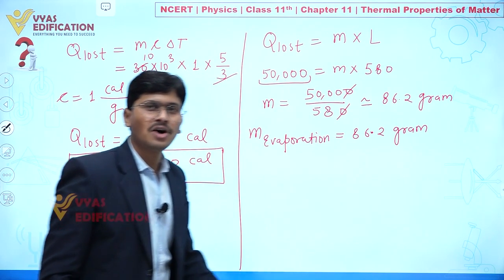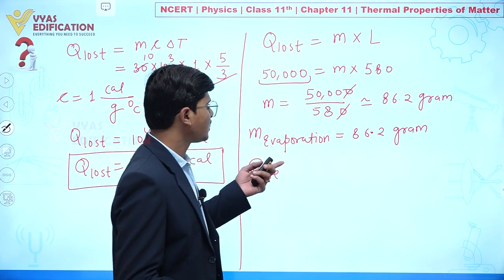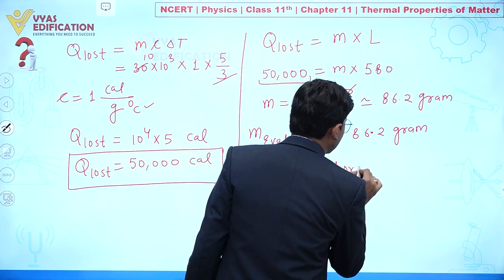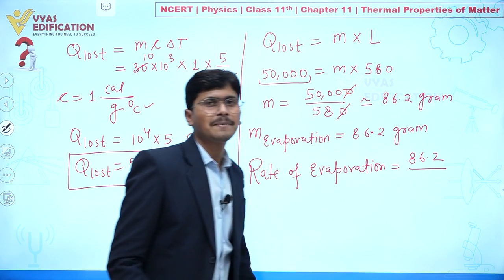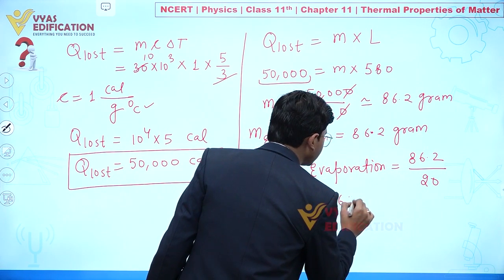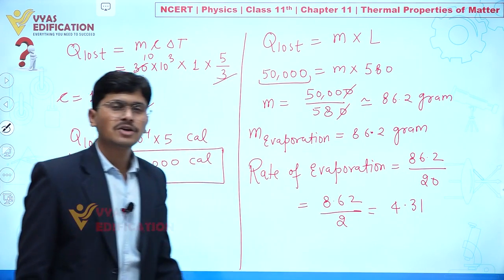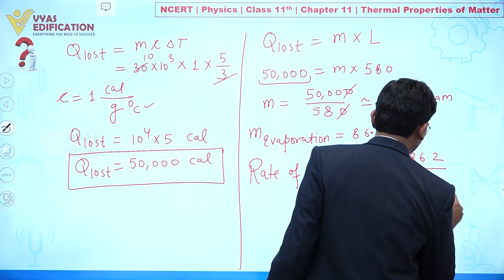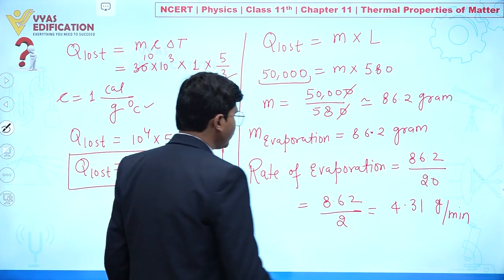Now can we find the rate of evaporation? Yes. Rate of evaporation means the mass of evaporation divided by time, clear? So the rate of evaporation is equal to 86.2 divided by the total time taken, 20 minutes. So from here we can say this is 8.62 divided by 2, and this is equal to 4.31. This value is in gram per minute, because the 20 is given to you in terms of minutes, so this is the correct answer.